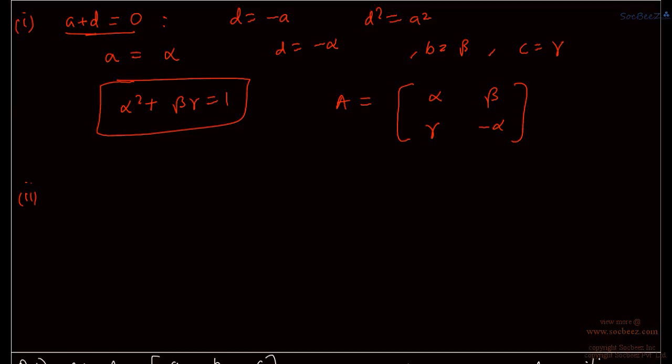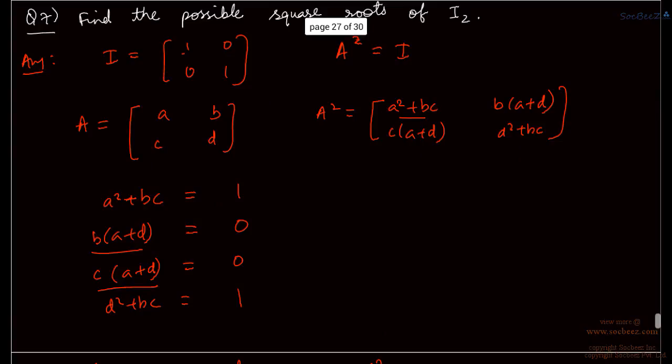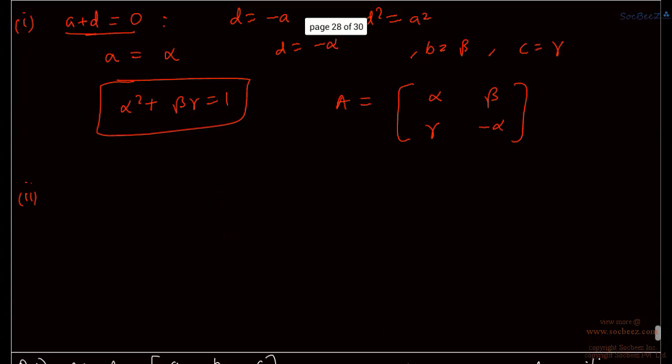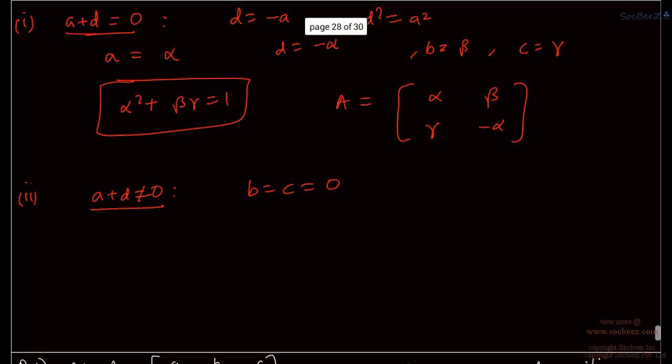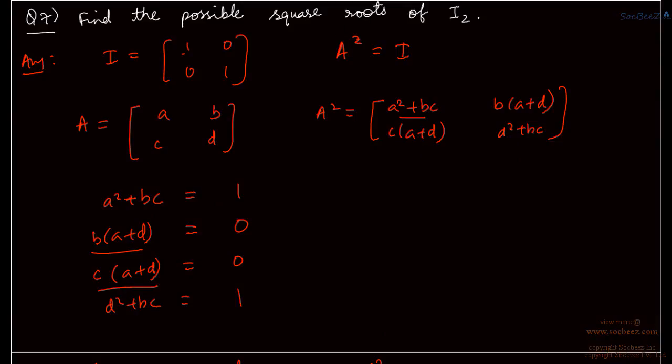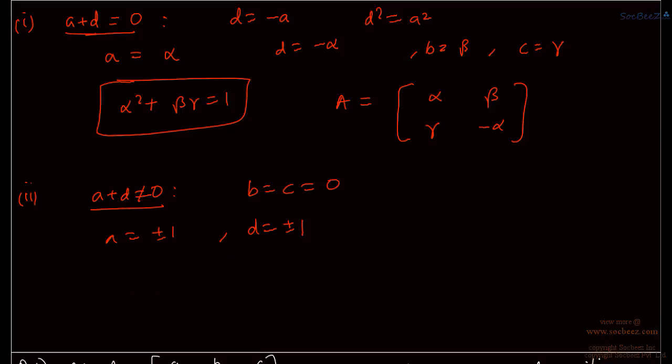Now let us look at the second case, when a plus d is not 0. That directly gives us that b is 0 and at the same time c is 0. So a plus d is not 0, which means b is equal to c is equal to 0. Now once I know that b and c are 0, I put them in the first and the fourth equations, and what I get is a is equal to plus or minus 1, d is equal to plus or minus 1. And hence these are my possible roots.